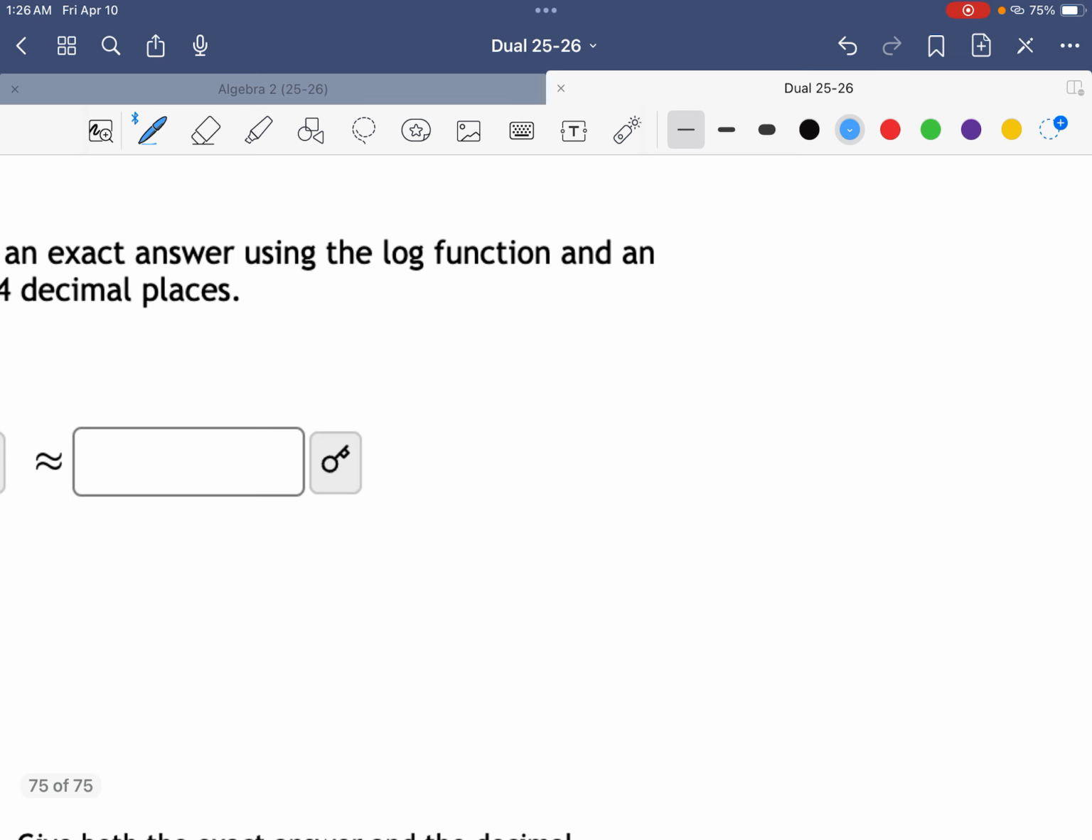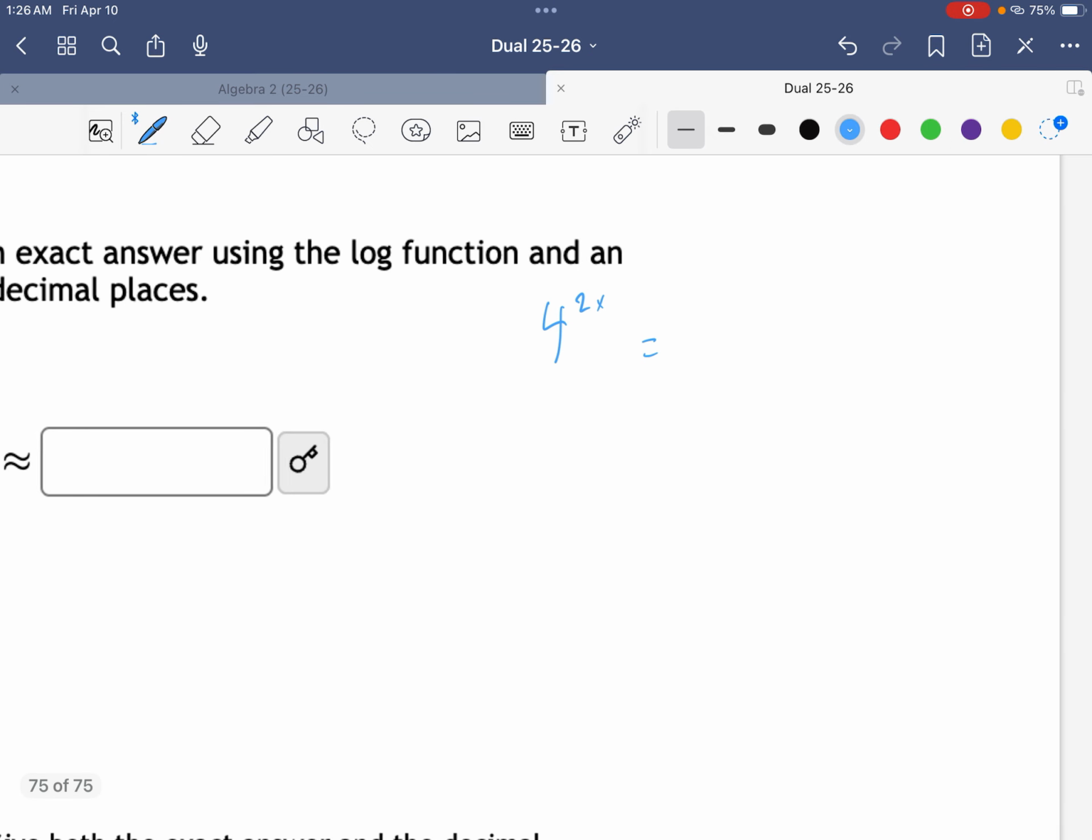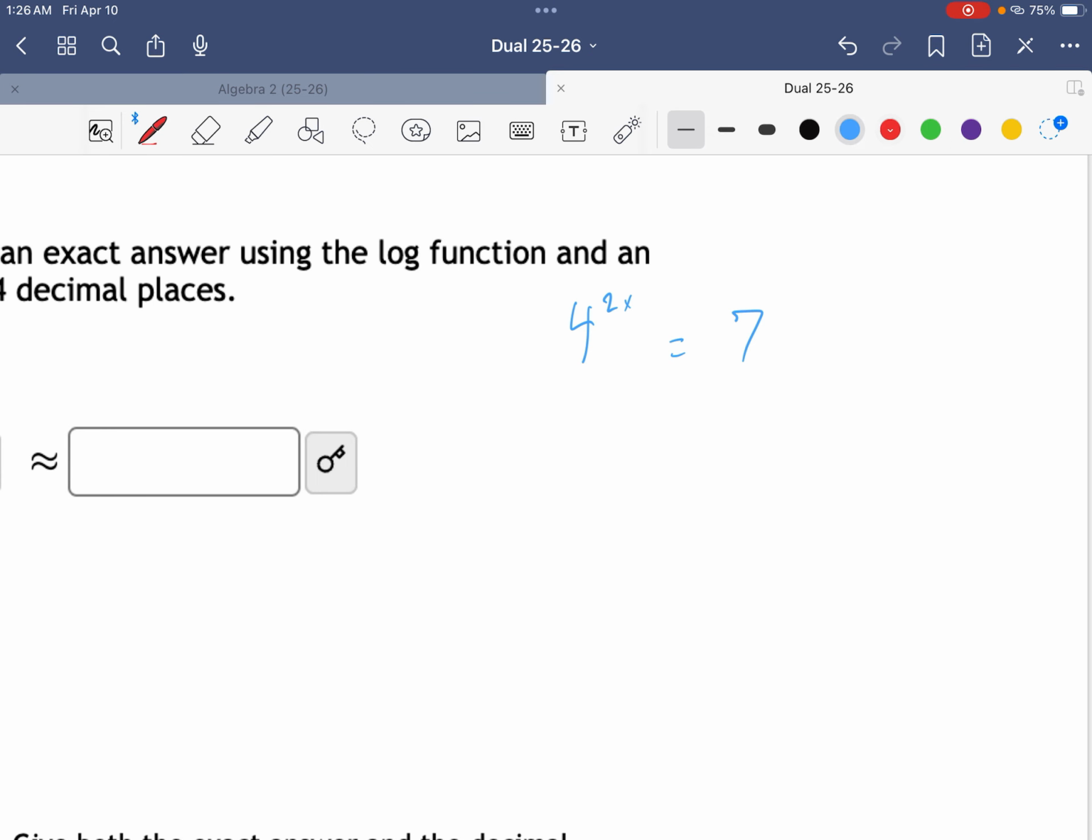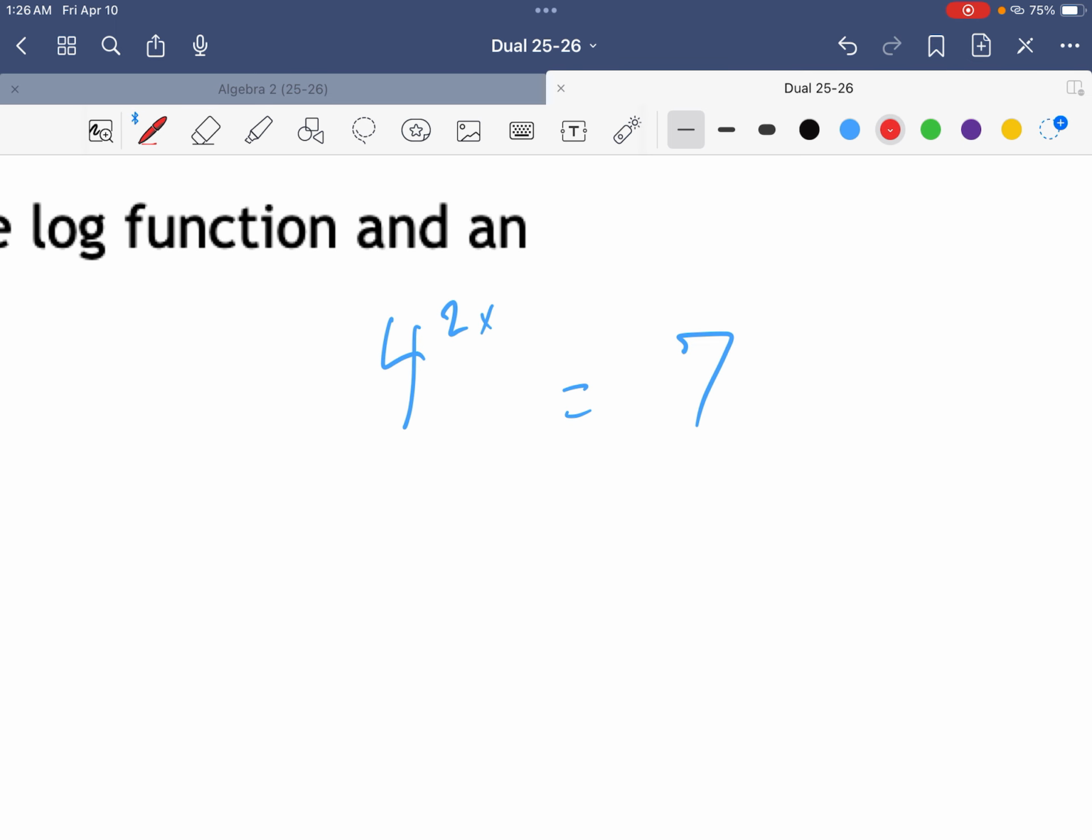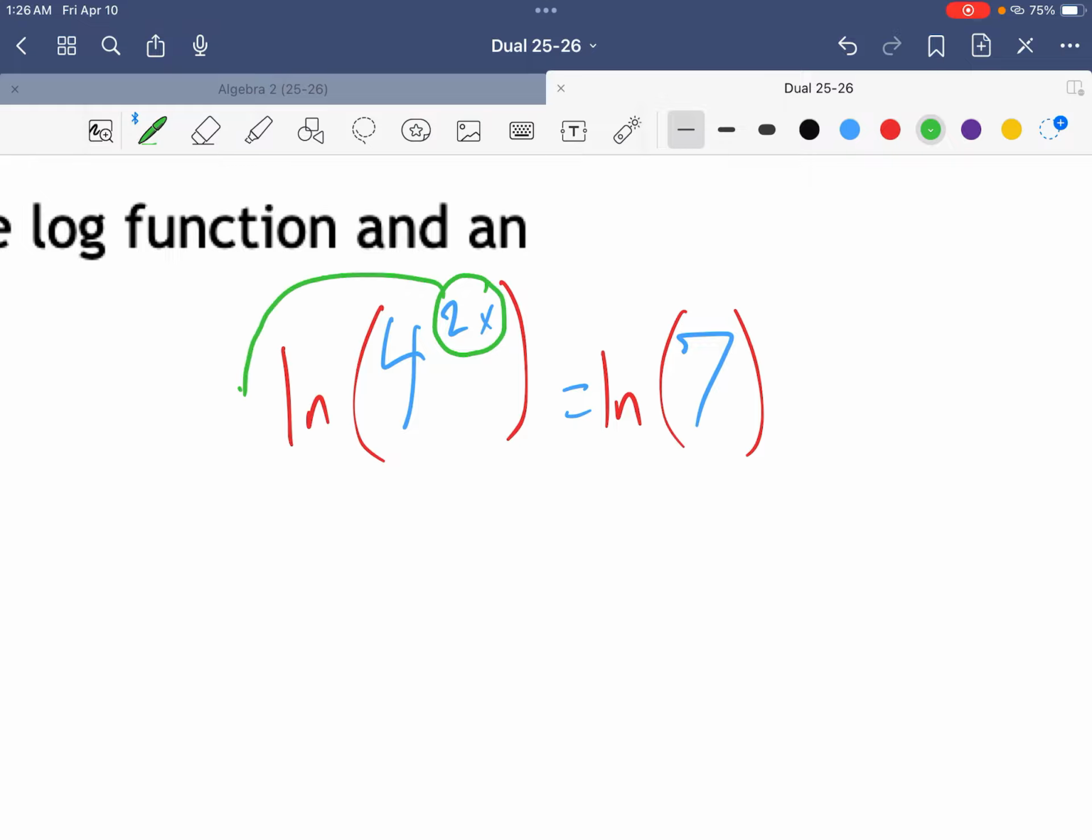4 to the 2x equals 7. And it's ready to go. There's nothing in front and there's nothing after. So take the ln of both sides. When you take the ln of both sides, this 2x that's floating on top goes to the bottom.